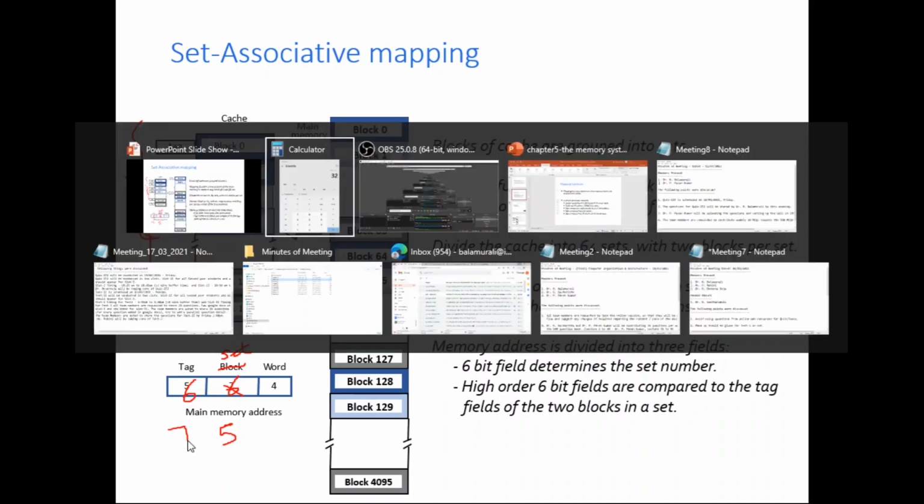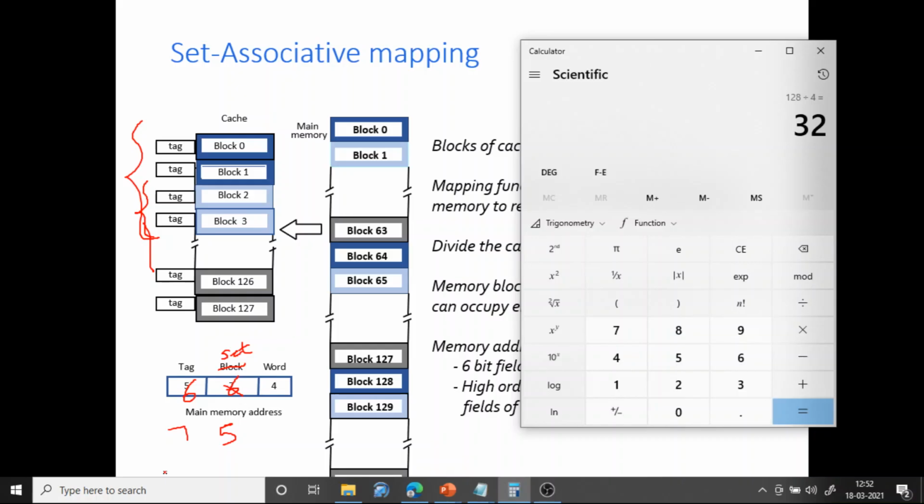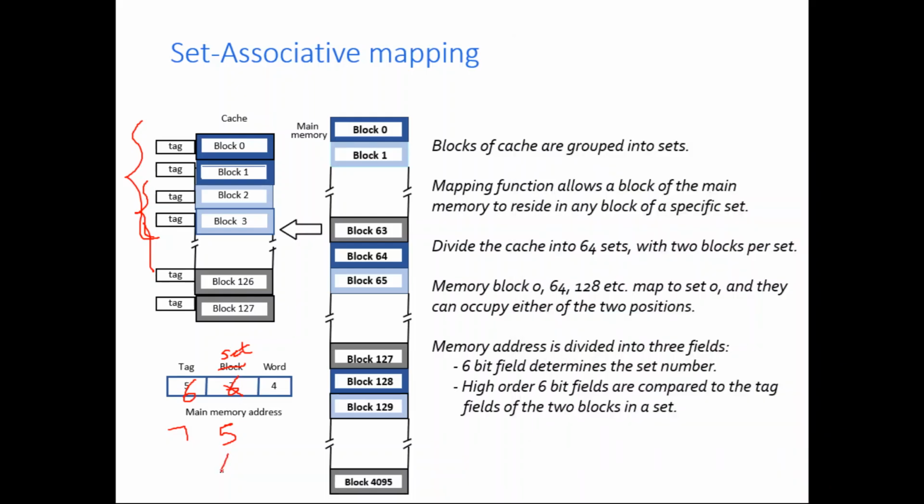Or say for example we want to make 8 blocks into one set, so divide 128 by 8. If you divide 128 by 8, there will be totally 16 sets. If it is 16 sets, then to refer to the specific set we need only 4 bits. In that case, the rest of the bits will go for the tag number.